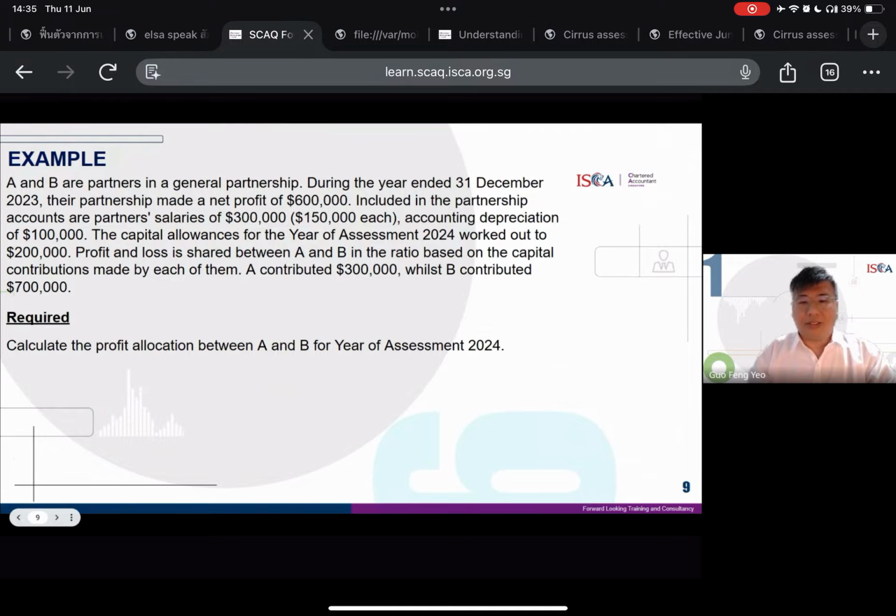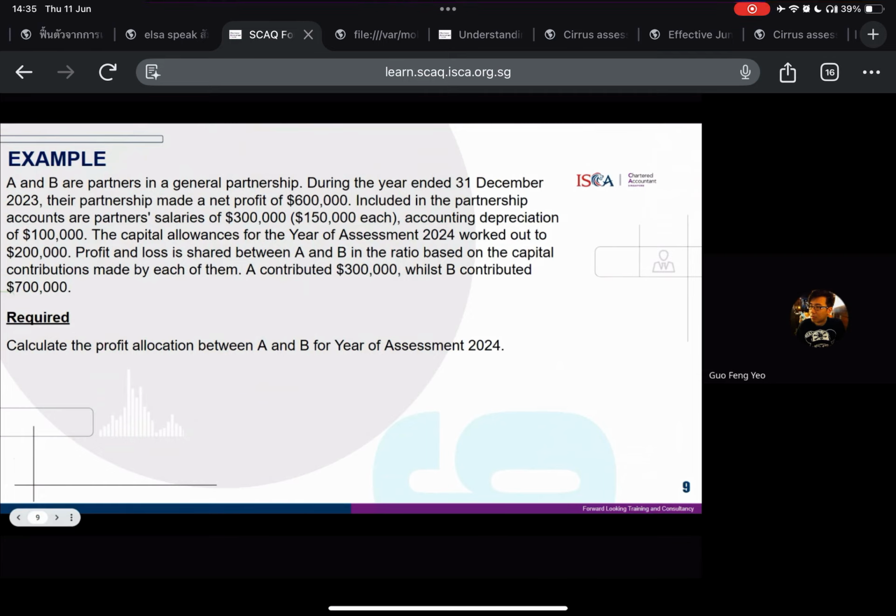All right, we have now come to the worked example. Let me go through the worked example in greater detail. A and B are partners in a general partnership. During the year ended 31st December 2023, their partnership made a net profit of 600,000. Included in the partnership accounts are the partners' salaries of 300,000, 150,000 each, and accounting depreciation of 100,000.